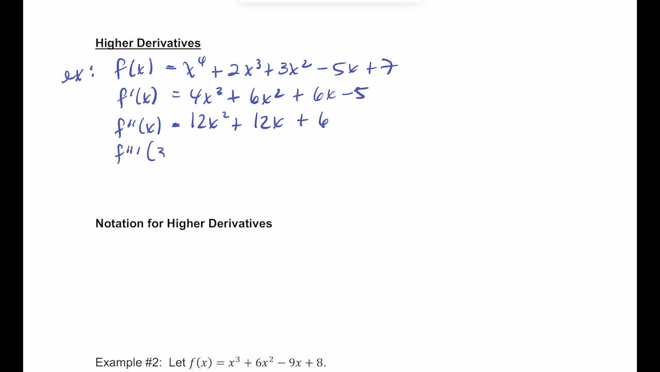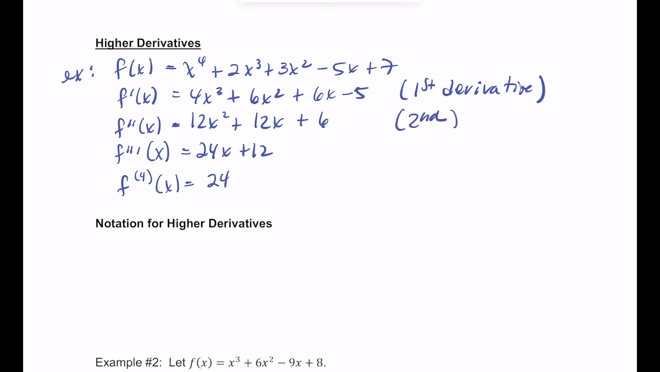And I can go again. I can find the derivative of the second derivative. So this would be the third derivative. You'd have 24x plus 12. And I can even go one more time. So anytime we get beyond 3, if you want to show the fourth derivative or higher, you put a little 4 in parentheses there. Okay, and that should be x. And that would just be 24. And then I can't go any further, right? Because the derivative of 24 is 0. So this right here is called the first derivative. This would be the second, the third, and the fourth.